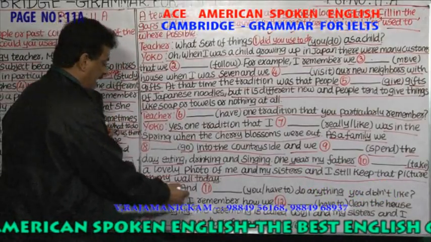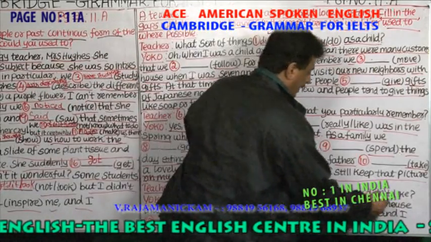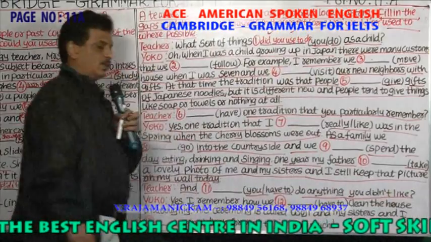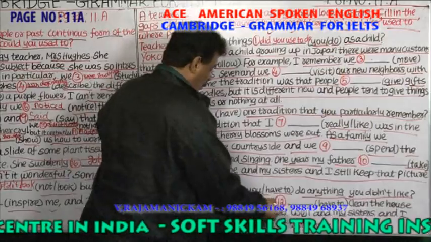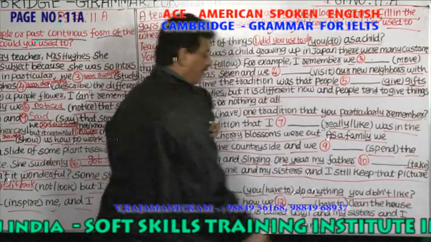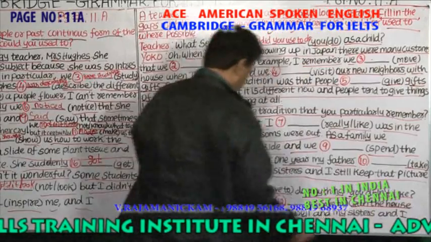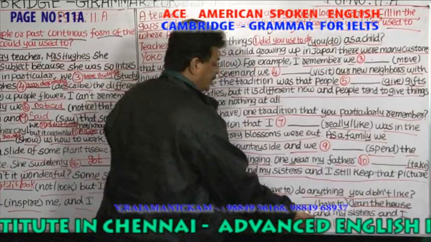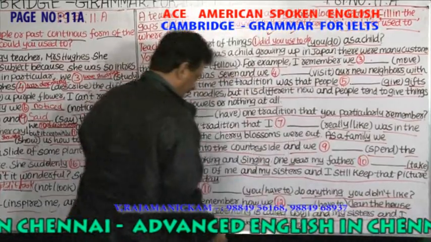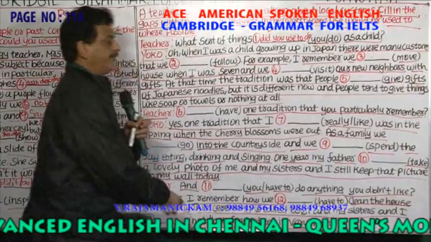Then the teacher says, and was there anything you didn't like? So what do you have to fill in the form? Yes, I remember how we used to have or had to clean the house thoroughly. This ceremony is called Osoji, and my sisters and I did not look forward to it very much. So you have to fill in the blanks.